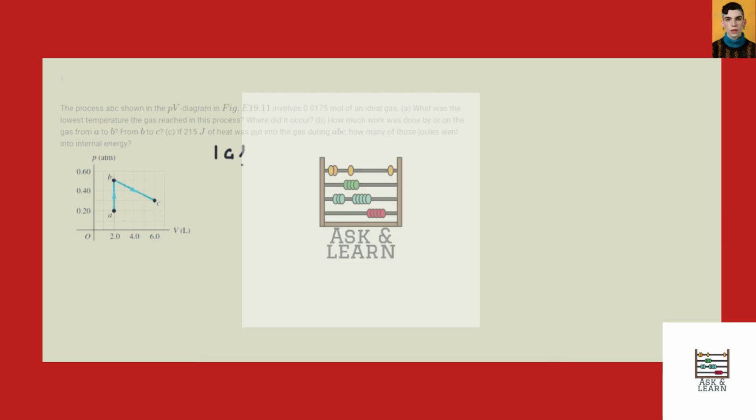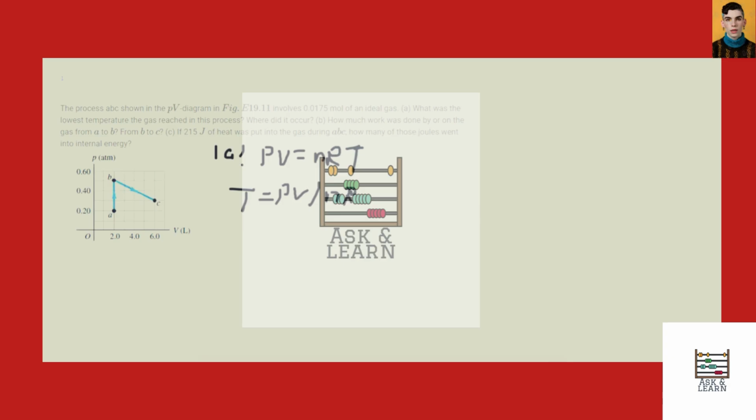To do that, we need to utilize the relation PV equals nRT. We already know the pressure and the volume at each state, A, B, C, and also we know the n, and R is a constant. So basically, we can just do the calculation for temperature for each state. So T equals PV over nR.